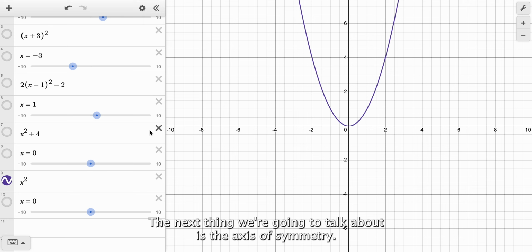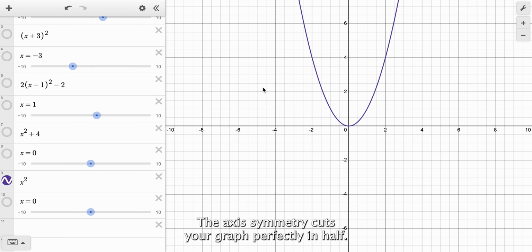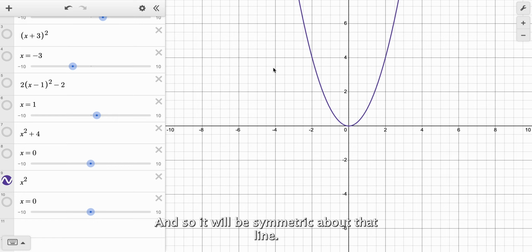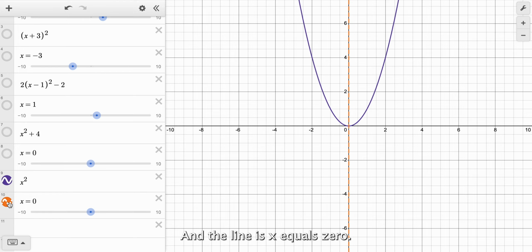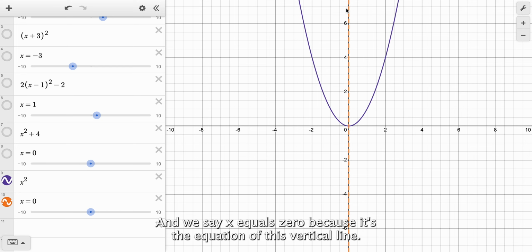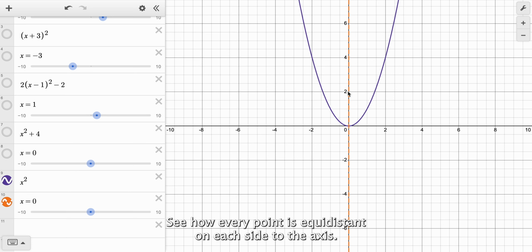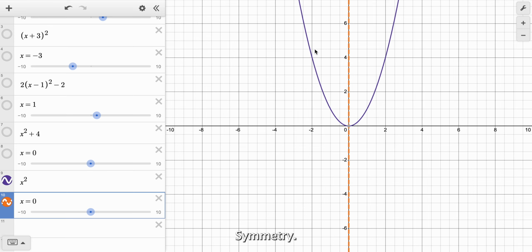The next thing we're going to talk about is the axis of symmetry. The axis of symmetry cuts your graph perfectly in half, and so it'll be symmetric about that line. And the line is x equals 0. You can see that it goes right through the vertex at 0. And we say x equals 0 because it's the equation of this vertical line. See how every point is equidistant on each side to the axis of symmetry.